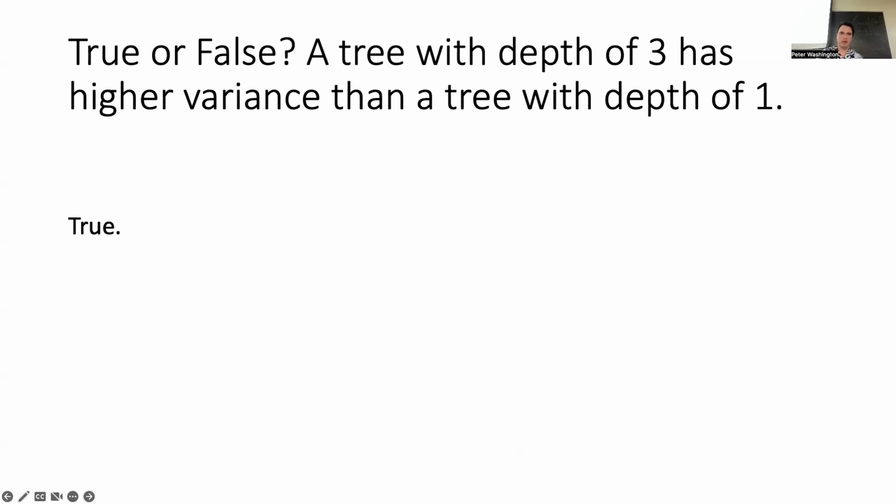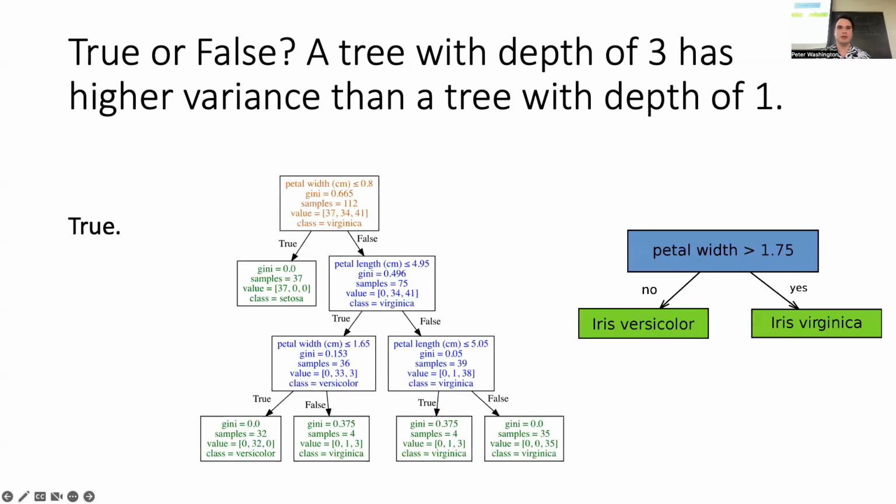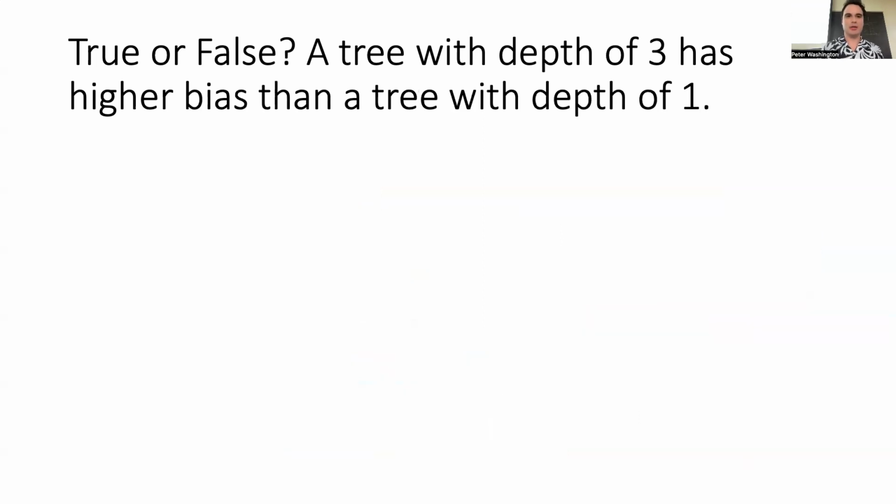Okay, very good. By far, most people said true, and that's because if you have a depth of 3, you have more propensity to overfit. You're considering more variables. You're learning a more powerful decision function than if you only have a depth of 1. You can only split the data once, and you can't really overfit as much with that. So the majority got that. Okay, what about this one? A tree with depth of 3 has higher bias than a tree of depth of 1. Who thinks true? Who thinks false? Okay, yeah, it's just the opposite.